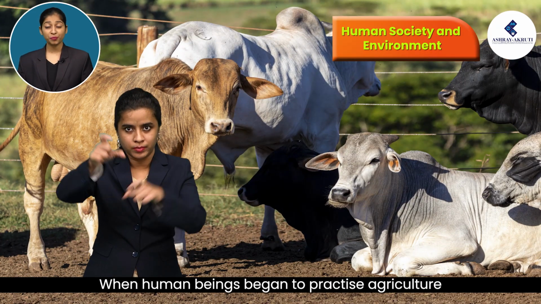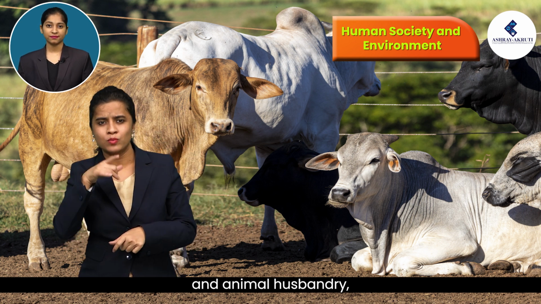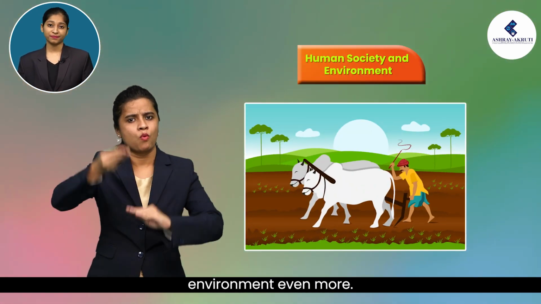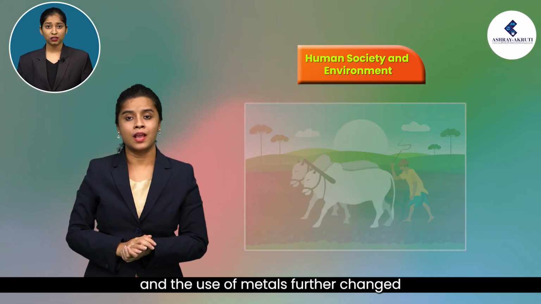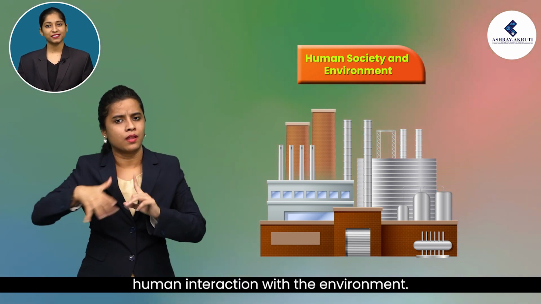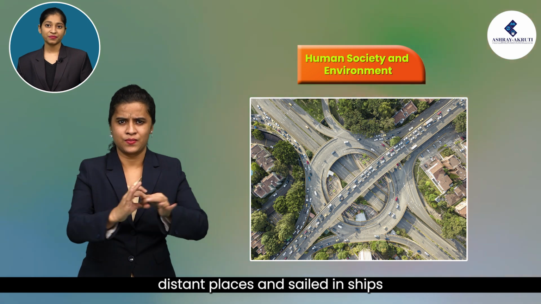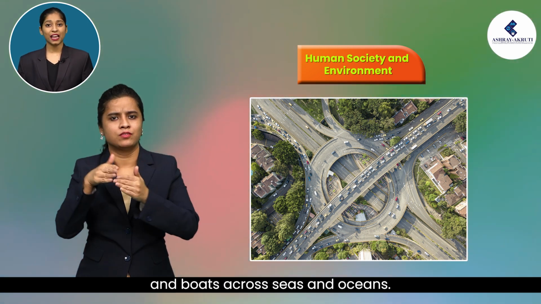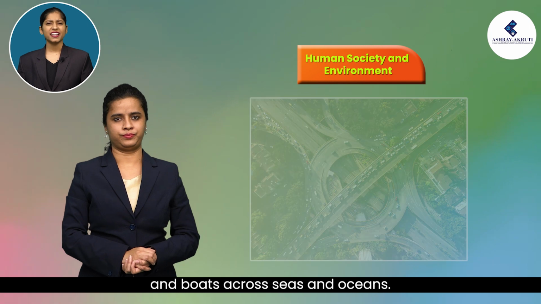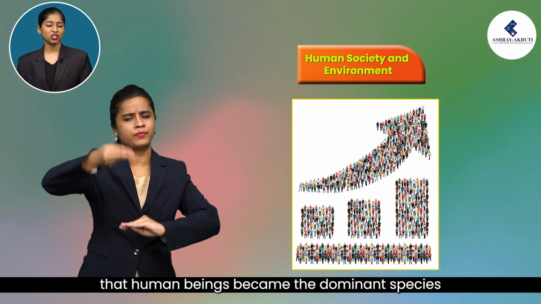When human beings began to practice agriculture and animal husbandry, they began to change their environment even more. The building of cities and the use of metals further changed human interaction with the environment. People also built roads to connect distant places and sailed in ships and boats across seas and oceans. Gradually, the human population grew so much that they became the dominant species on Earth.